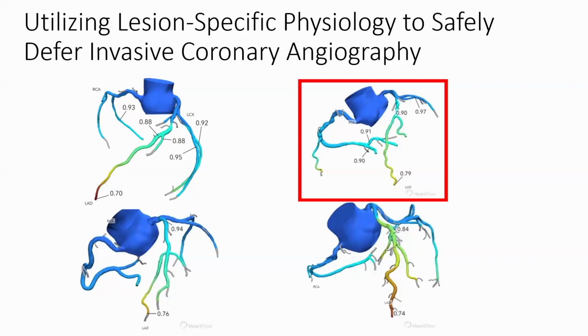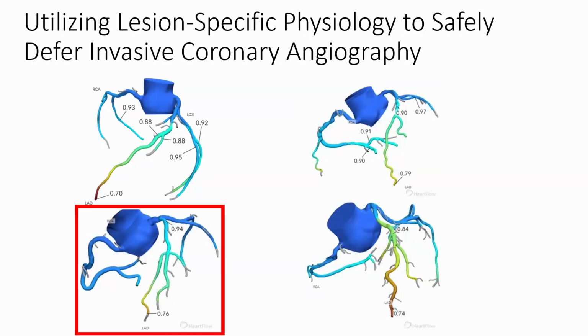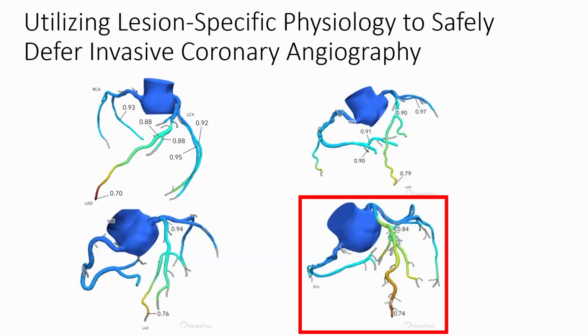Patient number 2 in the upper right, you can appreciate the lesions in the distal RCA and PDA, proximal LAD, and circumflex. Again, all the lesion-specific values being negative, but the distal tip being 0.79 in the LAD. Patient number 3 in the bottom left, proximal LAD lesion with a lesion-specific FFR-CT value of 0.94. Again, the nadir value 0.76. And patient number 4 in the bottom right, intermediate lesion in the proximal LAD with a lesion-specific value that was 0.84, non-flow limiting, but the nadir value being 0.74.